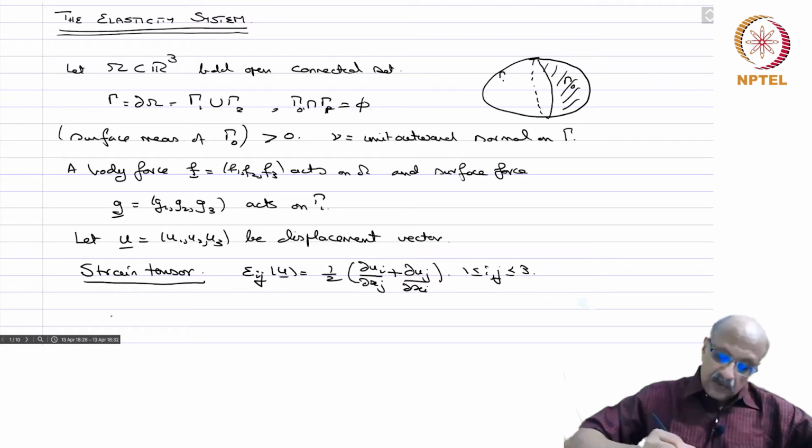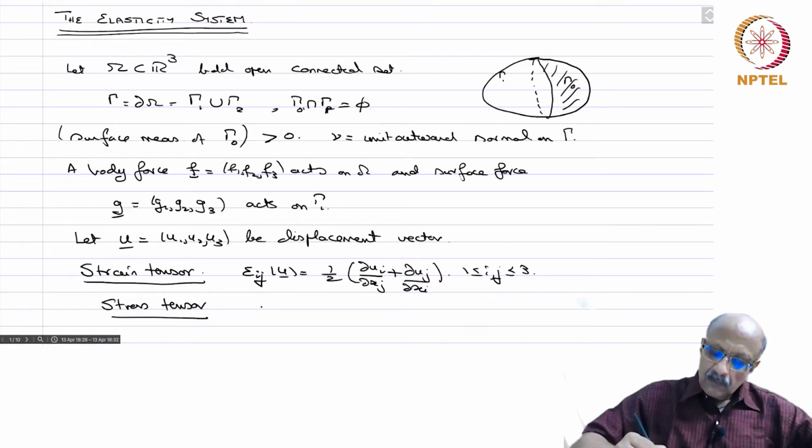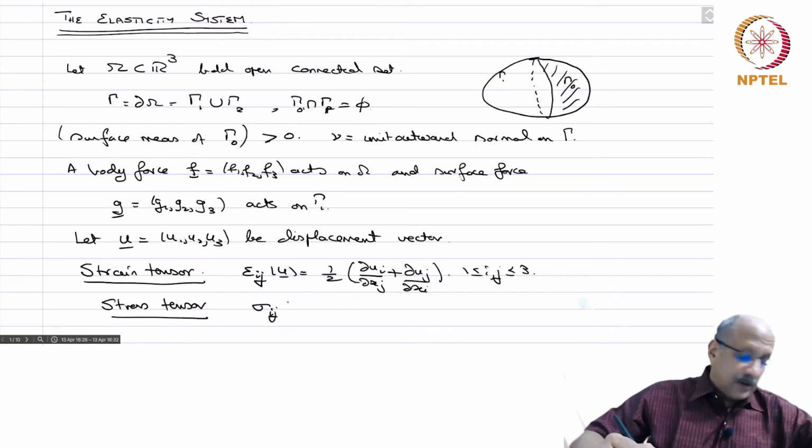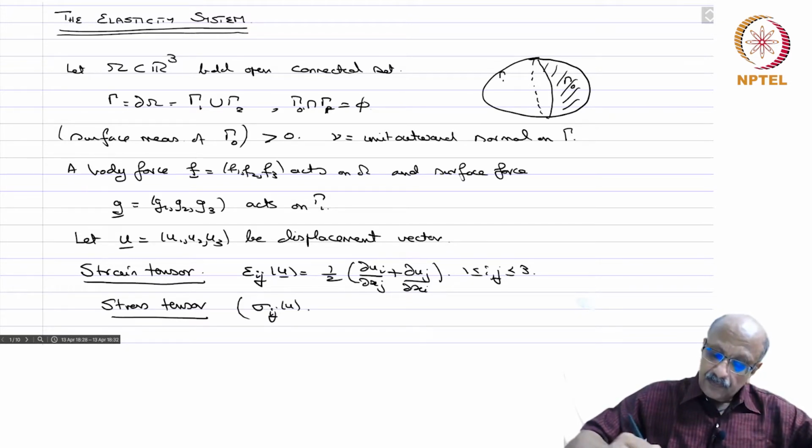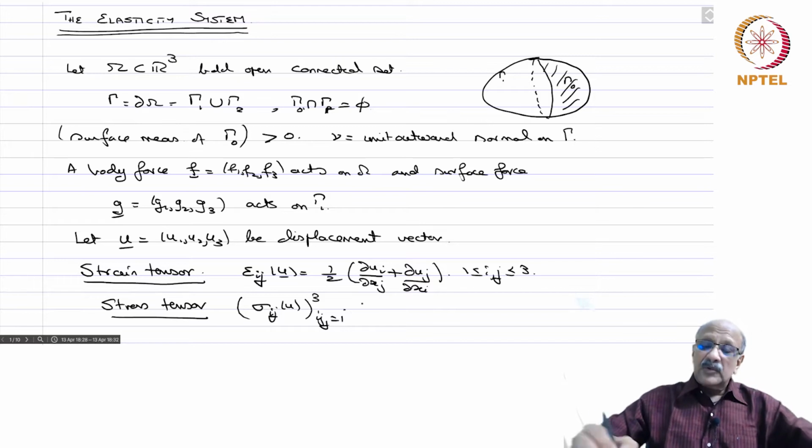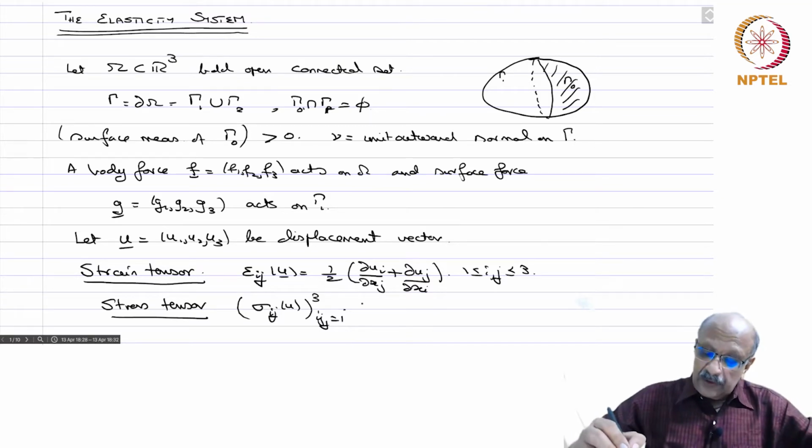Okay, now the stress tensor is sigma ij of U, i, j equals 1 to 3, and this is the one which tells you how the body is going to deform under the action of the forces. So the balance of forces will be written in terms of this.